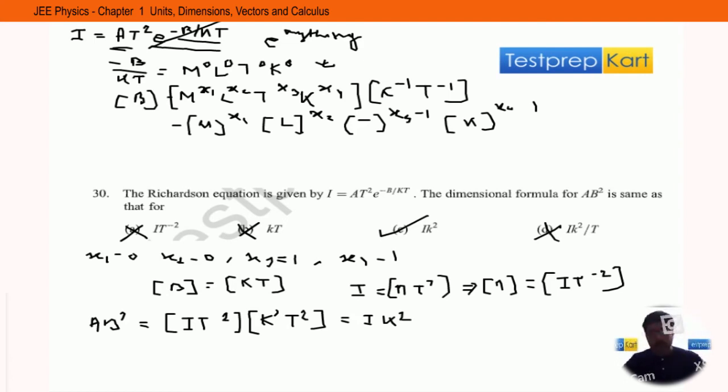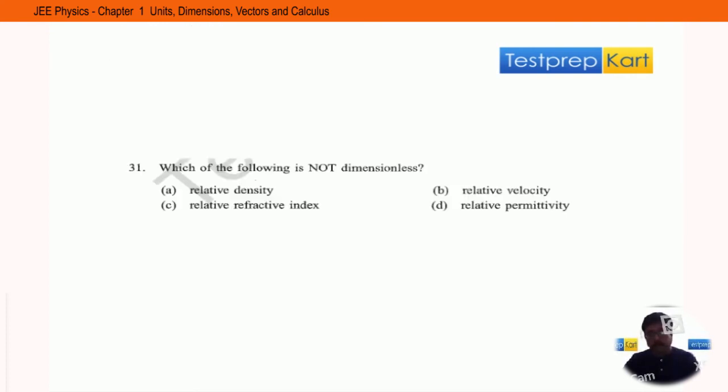Now, we can come to the next question. Which of the following is not dimensionless? Not dimensionless. This is the important thing. The answer should be relative velocity. It has a dimension. Relative permittivity doesn't have. Relative density does not have, density by density cancels. Relative refractive index, cancels. So relative velocity only is here that has some dimension.